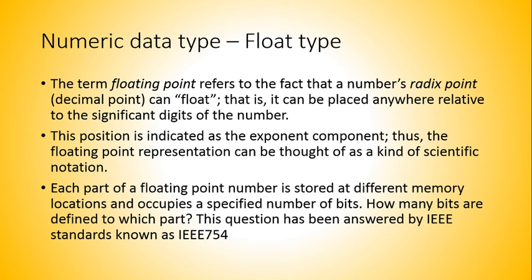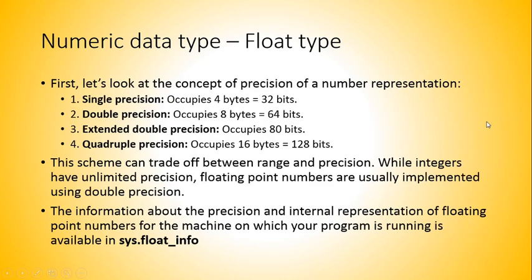Before going further, we have to look at the concept of precision of number representation. Here you can see the number representation has been divided into 4 types of precision: single precision, which occupies 4 bytes of memory; double precision, occupying 8 bytes of memory; extended double precision, which occupies 80 bits of memory. It is greater than 8 bytes, but not 16 bytes. It occupies 80 bits. The quadruple precision occupies 128 bits.